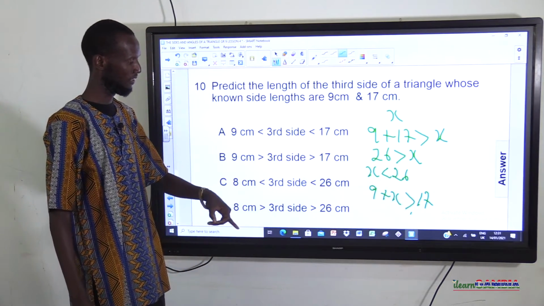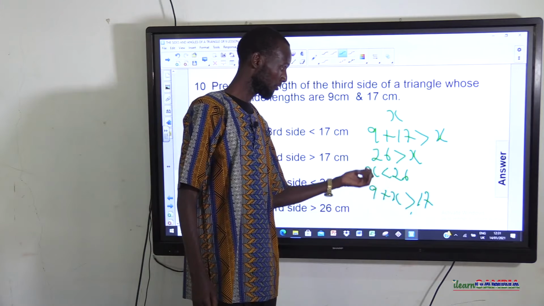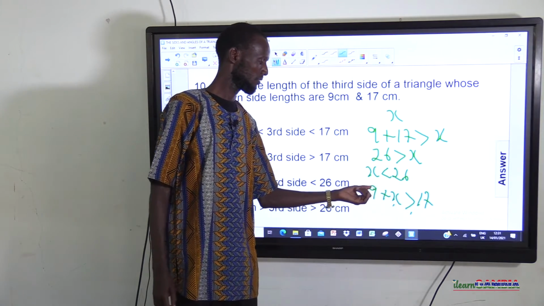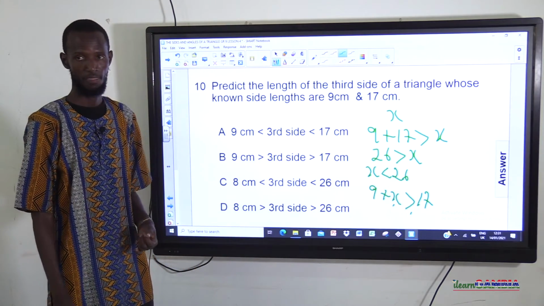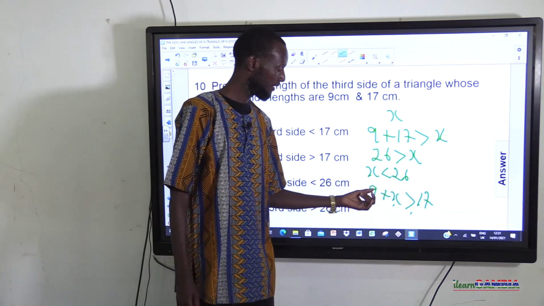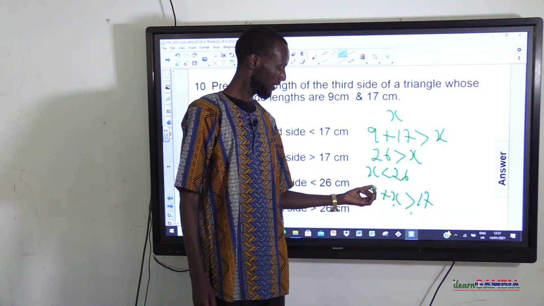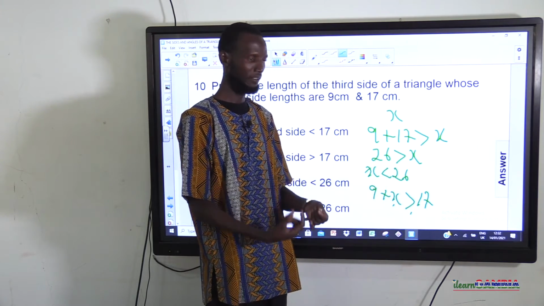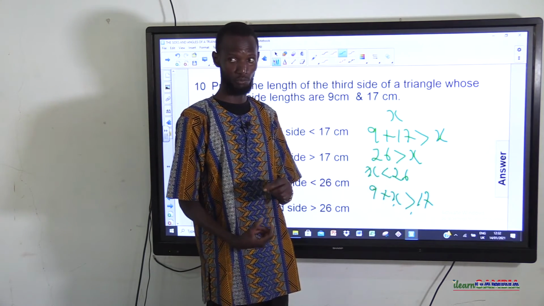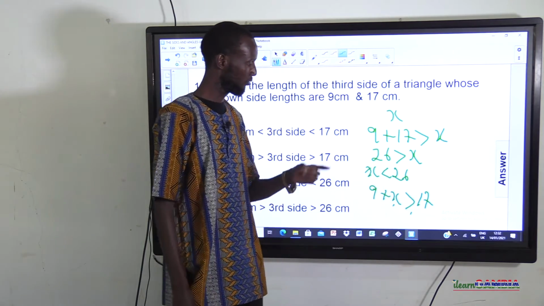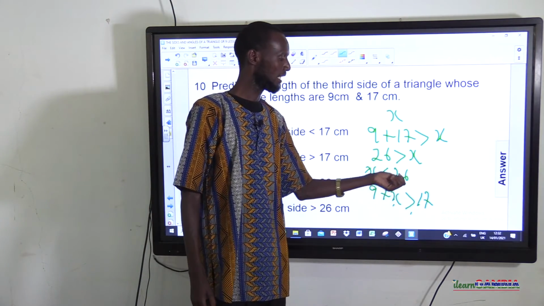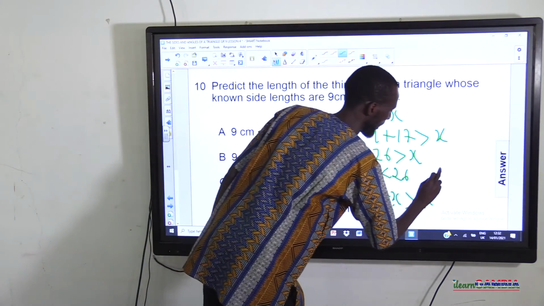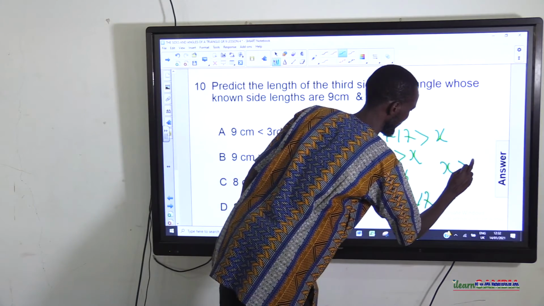So what could be the possible values here? What can we put here? Based on this, our x has to be greater than 8. All right? Because if you put 8 here, 9 plus 8 is 17. That's not greater than 17. And if you put any number lower than 8, it even gets worse because the numbers become smaller and smaller. All right? But if you choose any number greater than 8 and you add it up here, you will get a sum which is greater than 17. So our x is greater than 8.